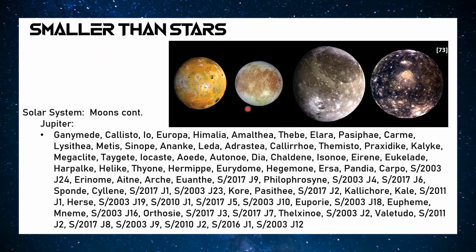The biggest ones I've shown here are actually what's called the Galilean moons, because they're big enough for Galileo to actually see them in a telescope. It goes Io, Europa, Ganymede, and Callisto, with Ganymede being the largest. And these are actually in size order, so there's Ganymede at the top all the way down to S2003J12.